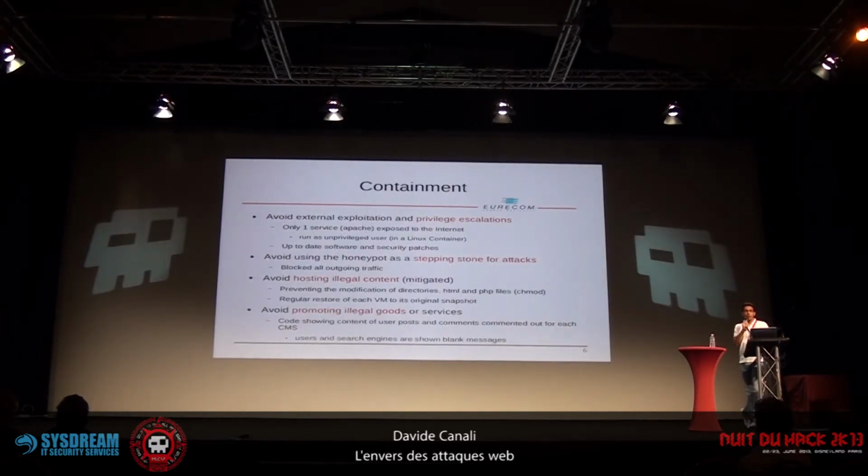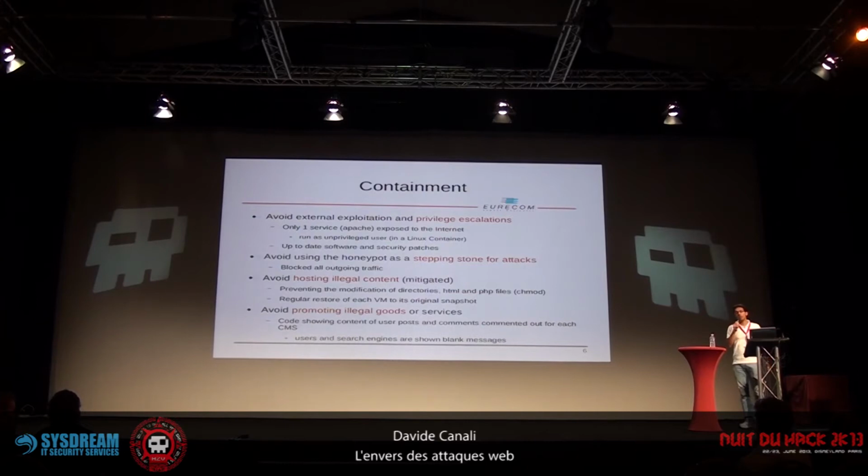Of course, when you set up a network of functional honeypots with real web applications behind, with real vulnerabilities, you have to address some important concerns. You don't want attackers to be able to run privilege escalation attacks against your machines, because otherwise you're rooted and they can do whatever they want, and that's not good. To prevent this, we did our best to keep machines up to date with software and security patches. We also exposed only one service to the internet, the web server. It was run as an unprivileged user inside a Linux container running inside the virtual machine. So we're pretty safe on that side.